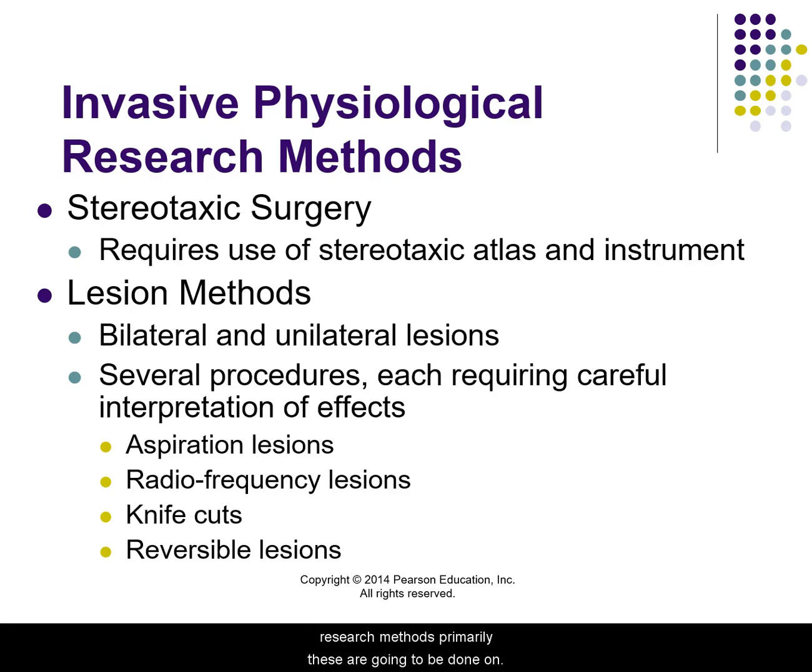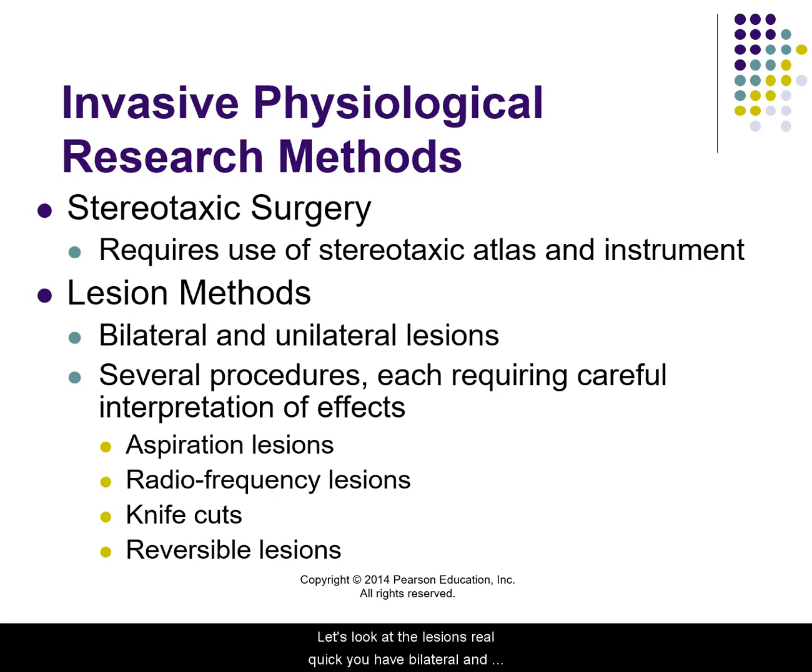Primarily these are going to be done on animal species. Well, I should say they're always going to be done on animal species for research purposes, and then for medical purposes, for removing tumors and that kind of thing, of course, from humans, then we would also use these techniques. Okay. So let's start off with our stereotaxic surgery. Okay. It requires a stereotaxic atlas and an instrument. And these will be shown to you in just a minute in a picture. And I'll go back to that when we have the picture in front of us.